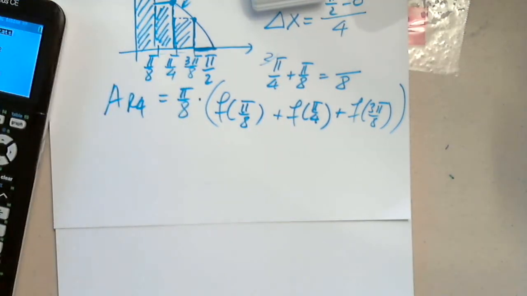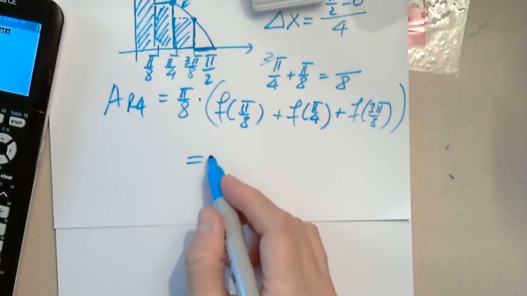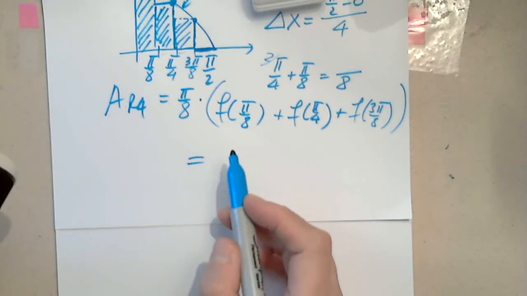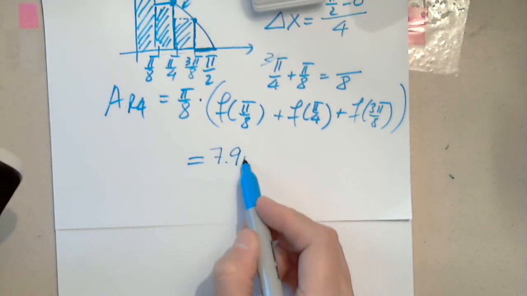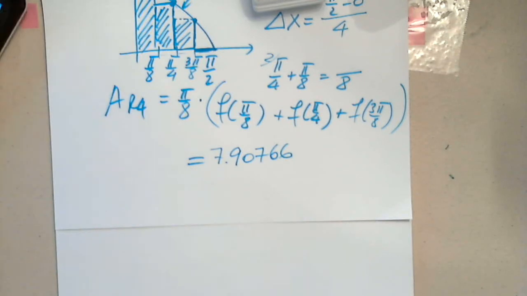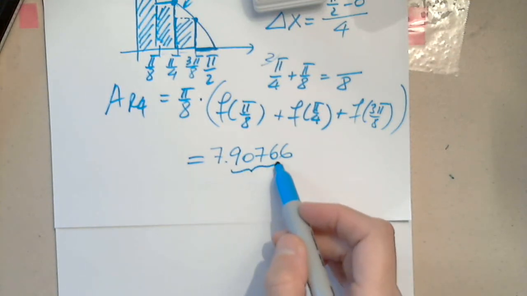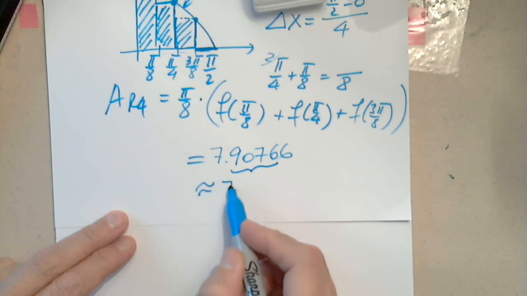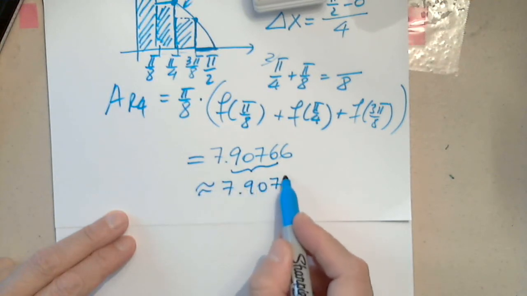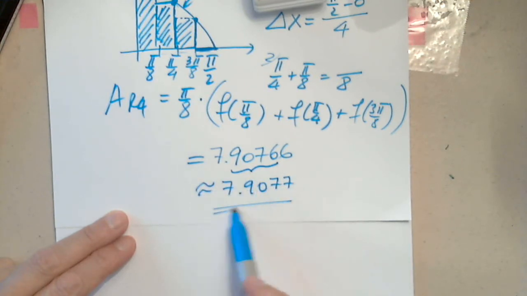7.907666, whatever. I don't know how many decimal digits they want. So I'm going to copy a few. 7.90766. Let's see what they want. They want, round your answer to 4 decimal places. So if they want 4 decimal places, then I will write 7.9077. And that's the final answer.